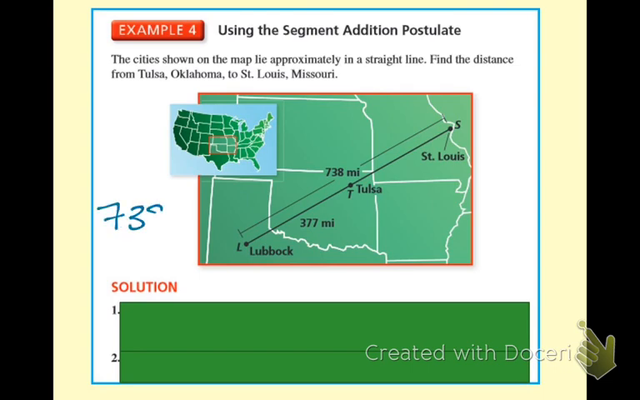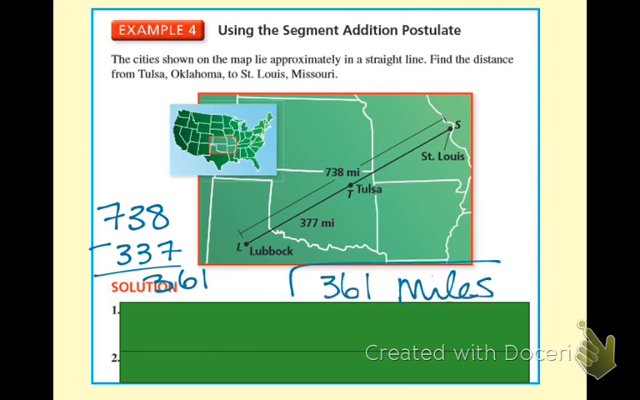738. So we have the full distance. How much have we traveled already? 377. So we're going to subtract to find out what's left. So that'd be 361. So your answer should be 361 miles. So when you have a real life problem, make sure you actually answer it.